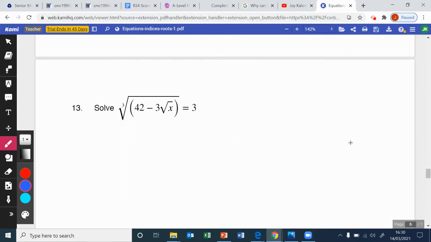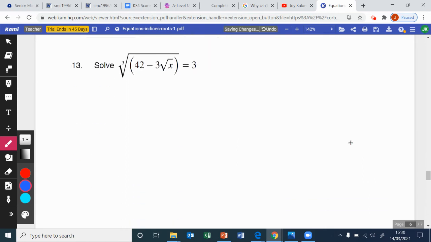Let's keep going. This one looks scary, but really it's not. So we've got the cube root of 42 minus 3 root x is equal to 3. Let's undo the cube root by cubing both sides. So we have 42 minus 3 times the square root of x is equal to 3 cubed. So we have 42 minus 3 square root x is equal to 27.